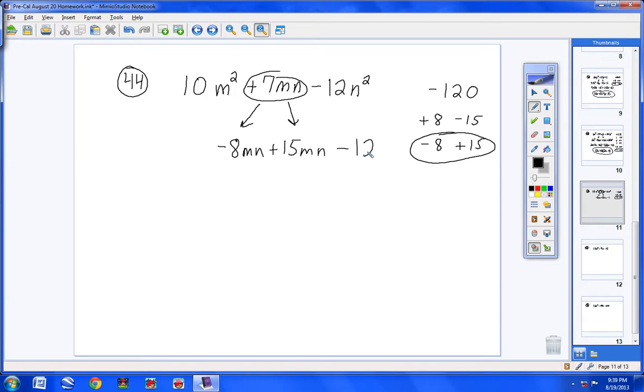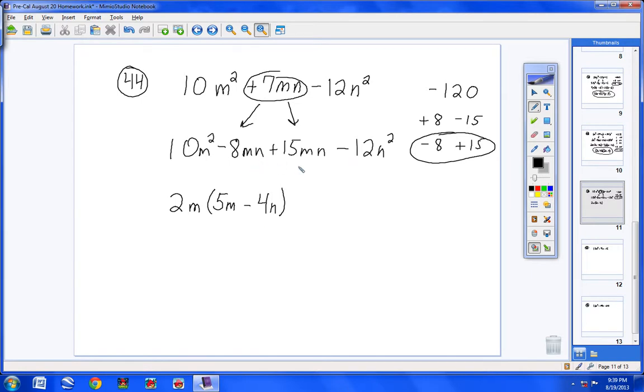Bring down your last term, negative 12n squared. Bring down your first term, 10m squared. Okay? And now with that in mind, let's factor out what's common in the first two terms. What number goes into 10 and 8 evenly? Well, a 2 does. And notice I can pull an m out of both terms. Now, if I do that correctly, right here I would have a 5m, because 2m times 5m is 10m squared. And then over here I would have a negative 4n, because a positive times a negative is a negative 8, and m times n is mn.